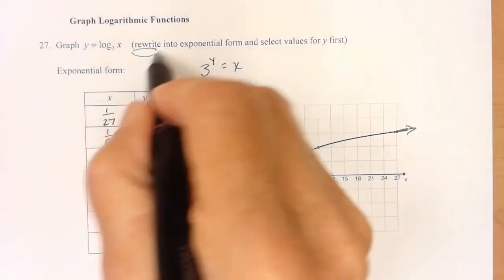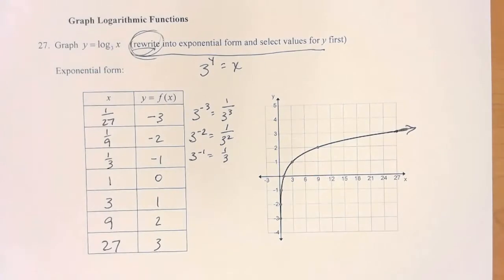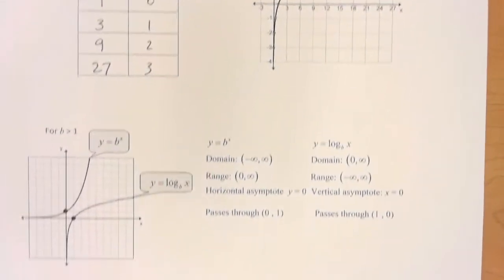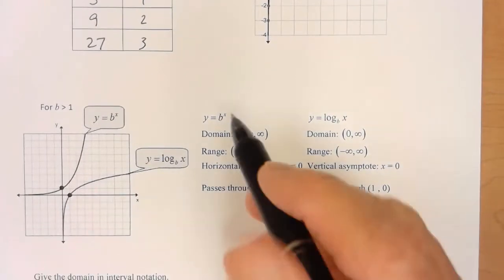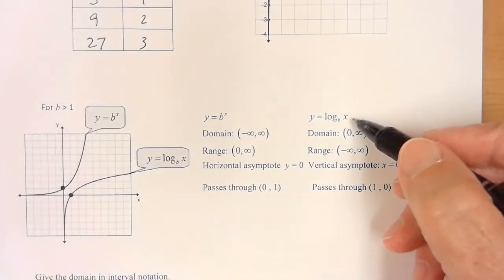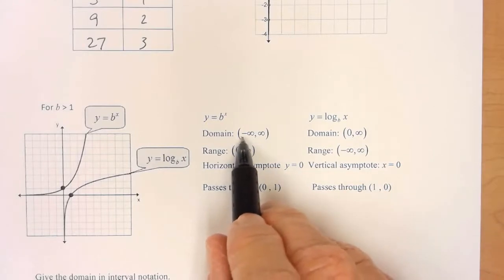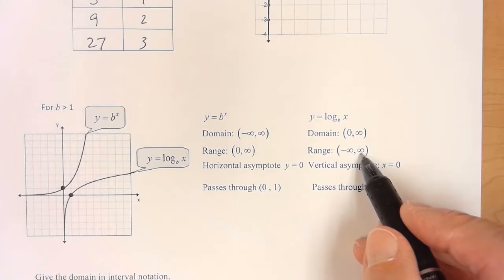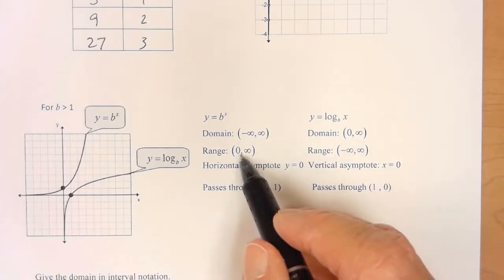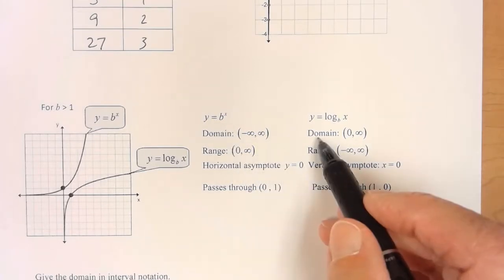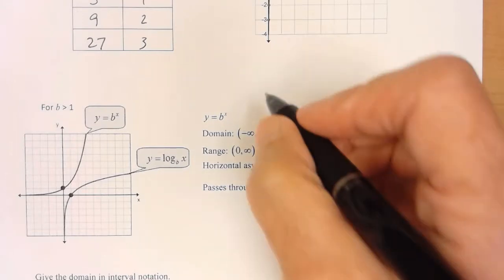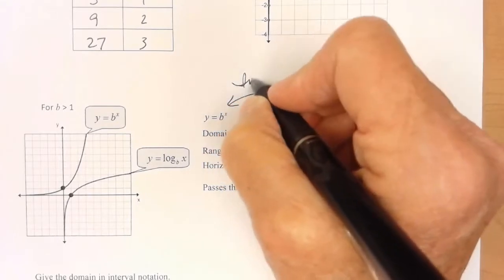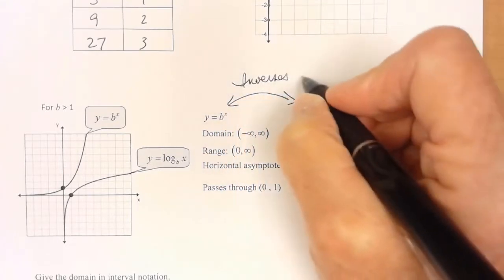So there's the key. Rewrite into exponential form and select your values for y first. Now between these two, remember this is an exponential, this is a logarithmic. Notice the domain of my exponential is the same as the range of my logarithmic. The range of my exponential is the same as the domain. I do believe this starts looking like these are inverses of one another.